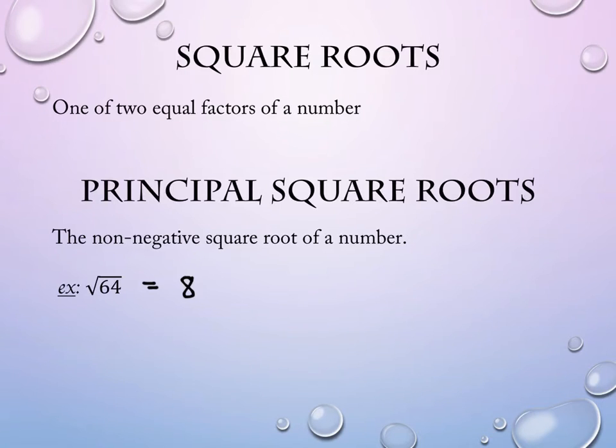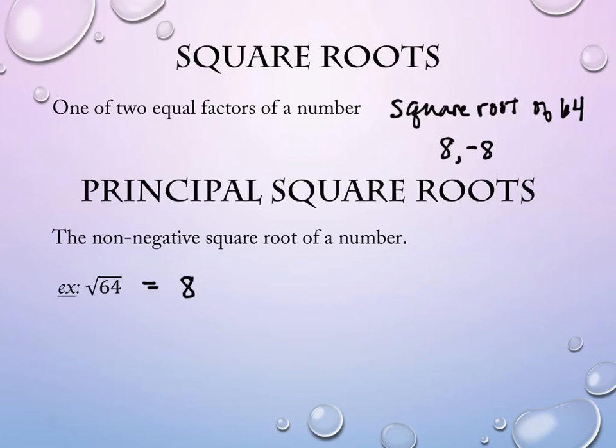Now, let's say that the question just said, find the square root of 64. Well, there are actually two of them. There's 8 and there's negative 8.